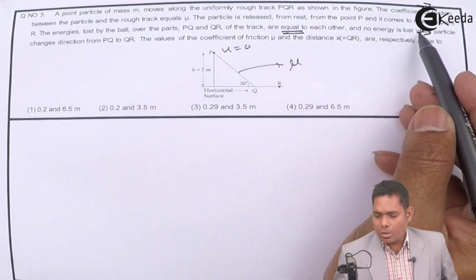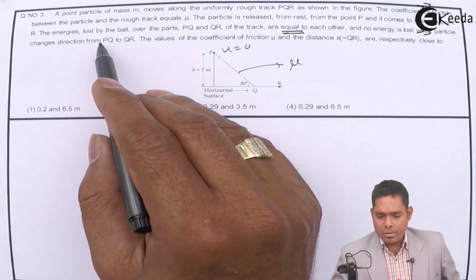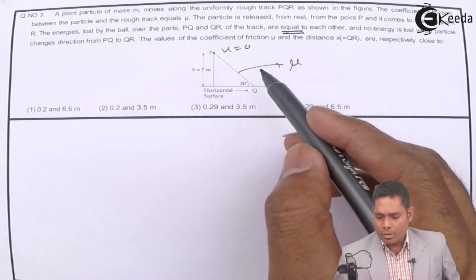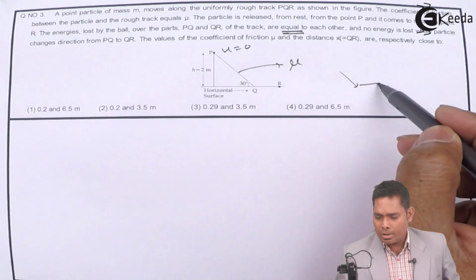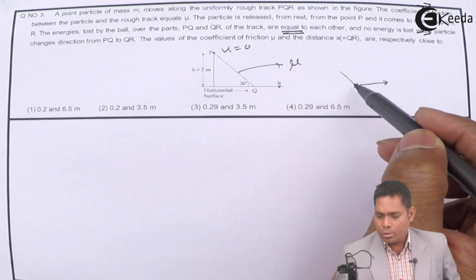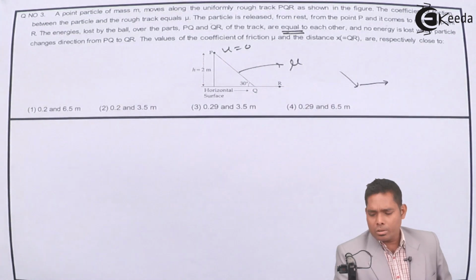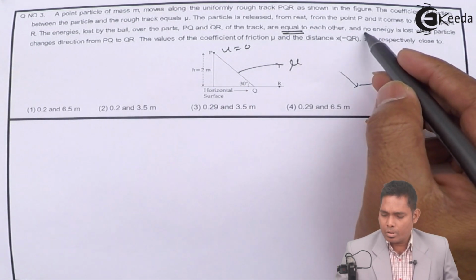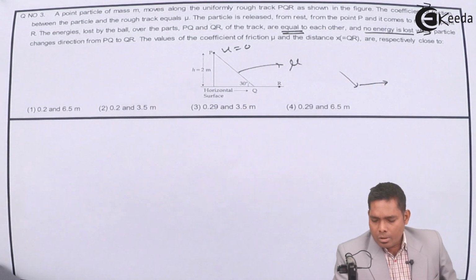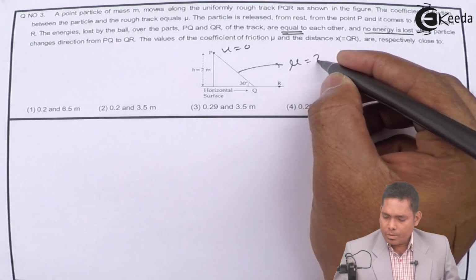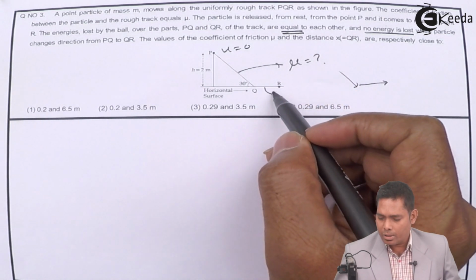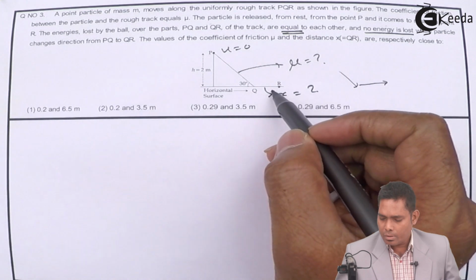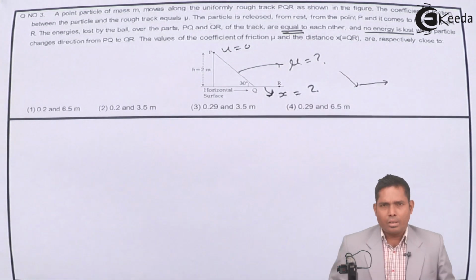And no energy is lost when the particle changes direction from PQ to QR. The particle is going in that direction, and suddenly it changes direction to QR. During the change in direction, some energy may be lost, but that is neglected, so it says no energy is lost. You have to find the value of the coefficient of friction mu and the distance QR. Suppose this distance is x, that also you have to find. So this is the question and you have to solve it.